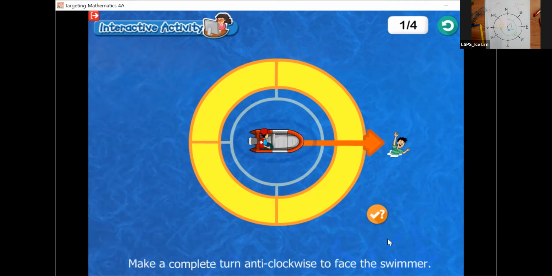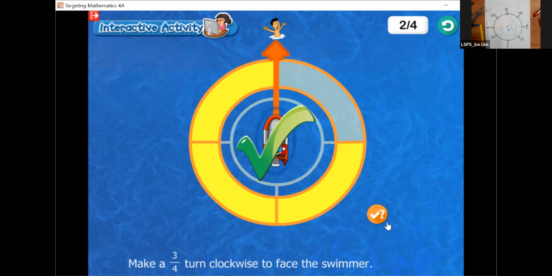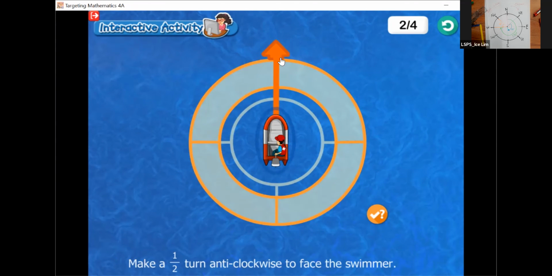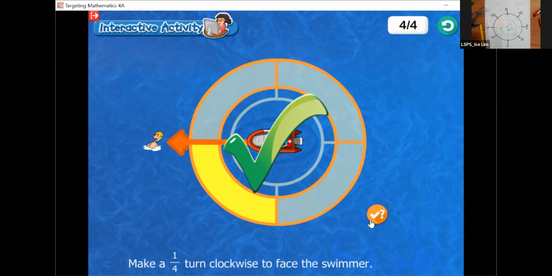Okay. Make a 3/4 turn clockwise. 1, 2, 3. Okay, correct. Half a turn anti-clockwise. Like this? Okay. 1/4 turn clockwise. Like this? Right. 1/4 turn clockwise. Excellent.